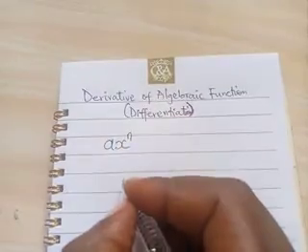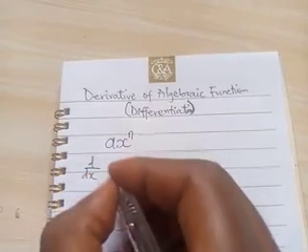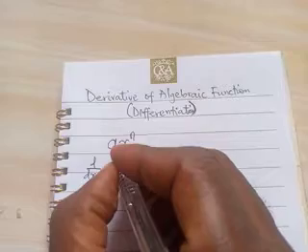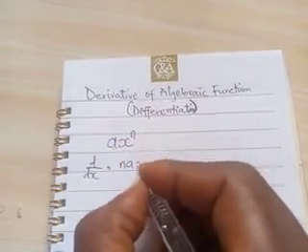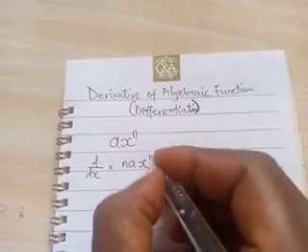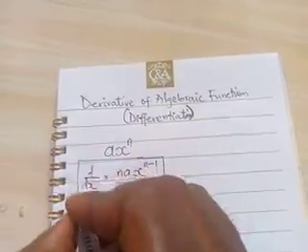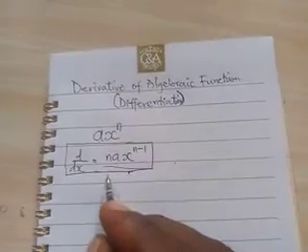to the power n, for me to differentiate this with respect to x is equal to this times this, which is n a x to the power n minus 1. This is the general formula or format for differentiation.